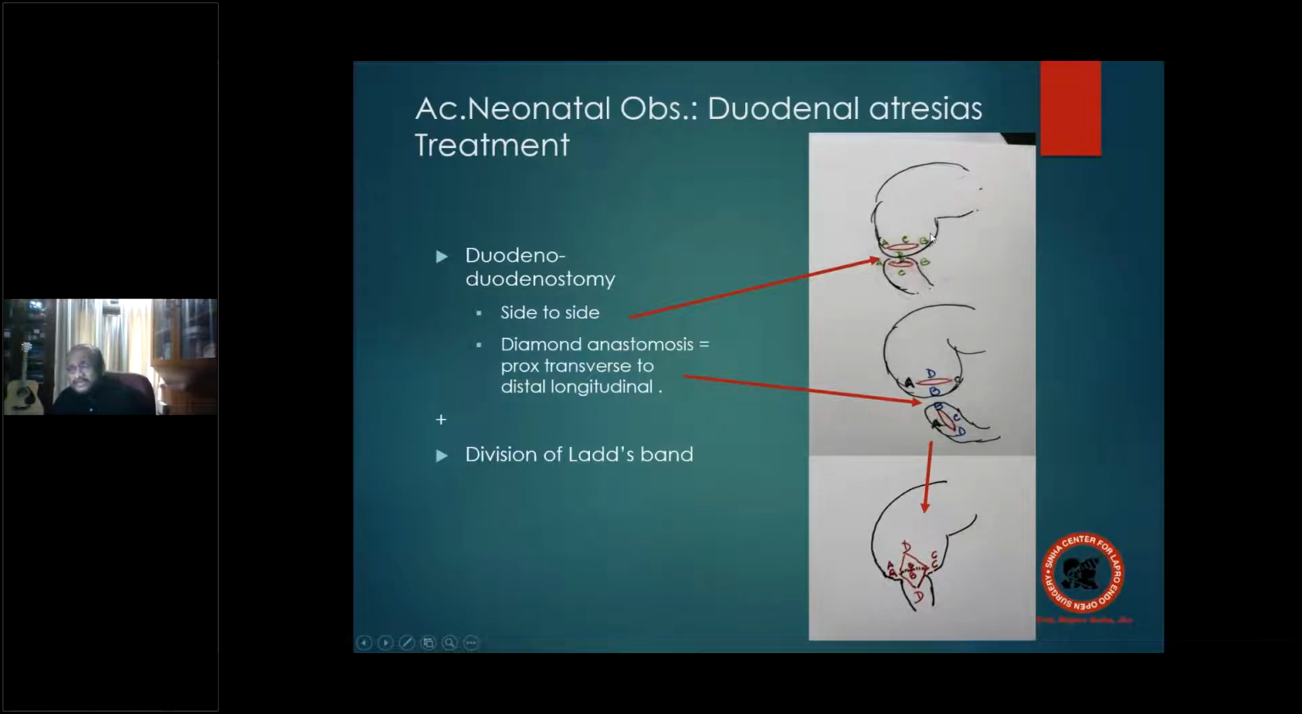Where will the biliary secretions go? The biliary and pancreatic secretions will go to the duodenum, and from here into the stomach, leading to what? Biliary gastritis. That means it is going to irritate the gastric epithelium. This patient will be having terrible bouts of vomiting. So gastrojejunostomy is no answer to duodenal atresias.